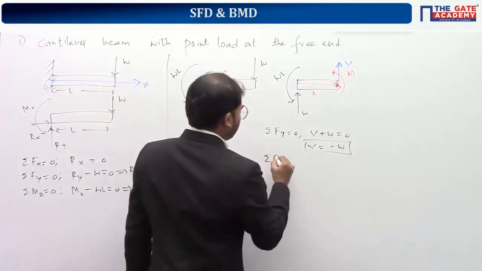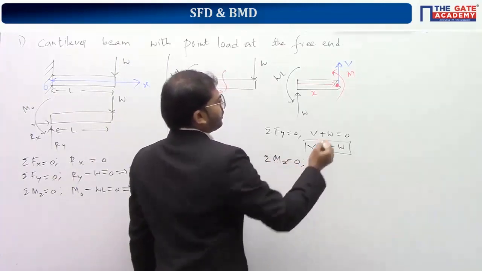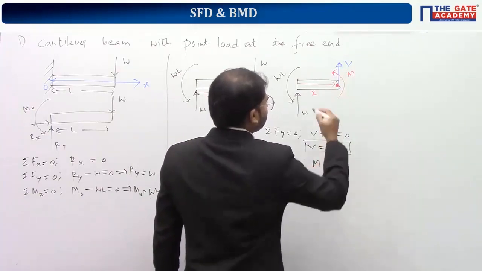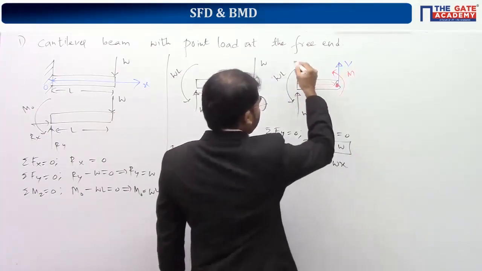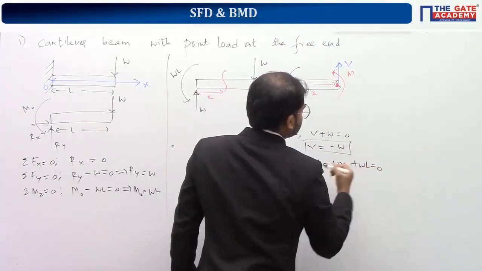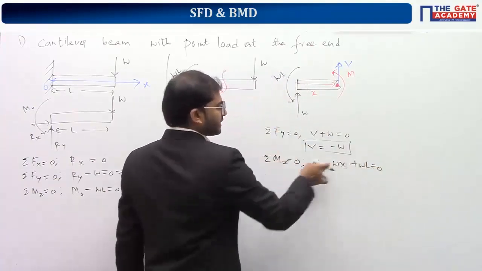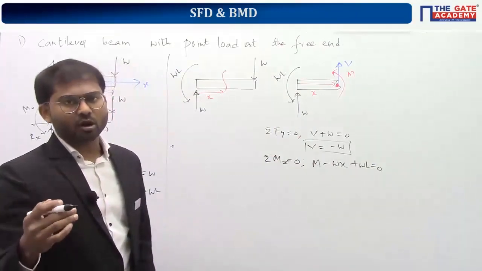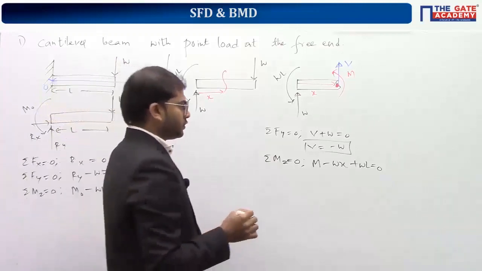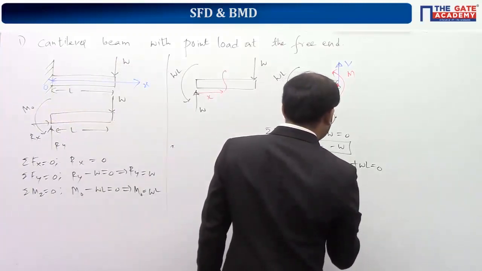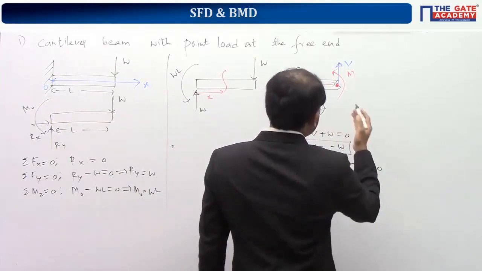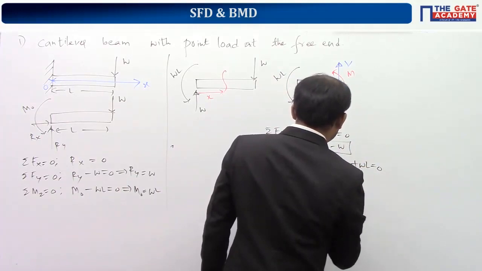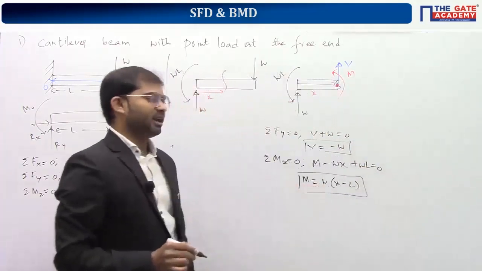Now if you take sigma Mz is equal to 0, to make it simple, take moment about this point. So M anti-clockwise, W into x clockwise, W L anti-clockwise is equal to 0. You should be very careful in writing down the second equation, the moment equation. Wherever there is plus, if you put in the wrong sign, you will get the wrong answer. So this gives us the bending moment M is equal to W into x clockwise and W into L anti-clockwise, which gives W of x minus L.